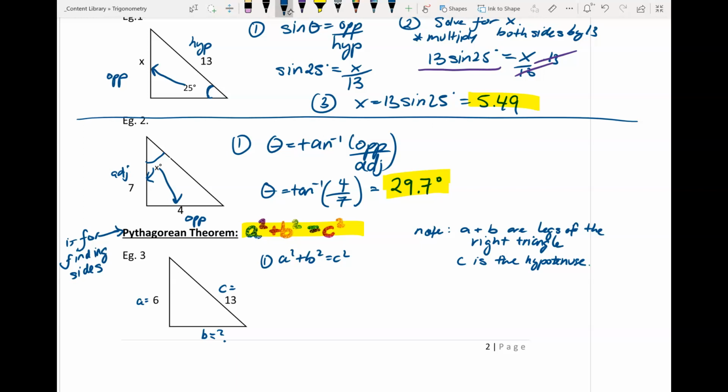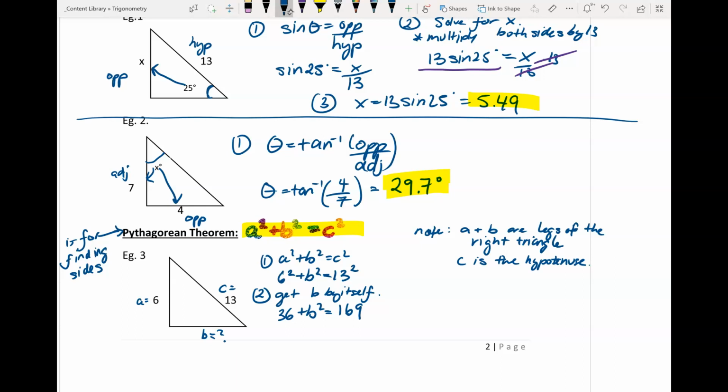Now I'm going to fill in my information. So a is 6, b I don't know, so I'm going to leave it alone, and c is 13. I'm trying to get b by itself. But before I even do that, I can see what 6 squared is and 13 squared. So 6 squared is 36. Remember that anything squared is multiplying by itself. So that's 6 times 6 is 36. And 13 times 13 is 169.